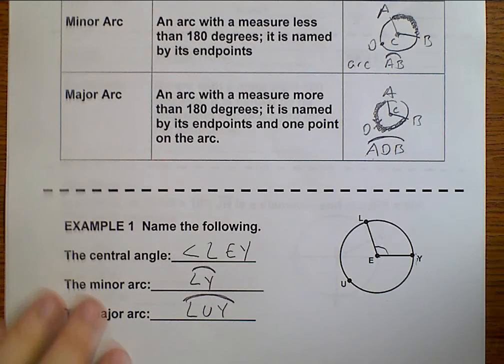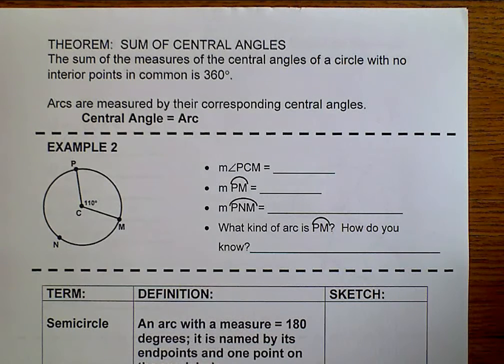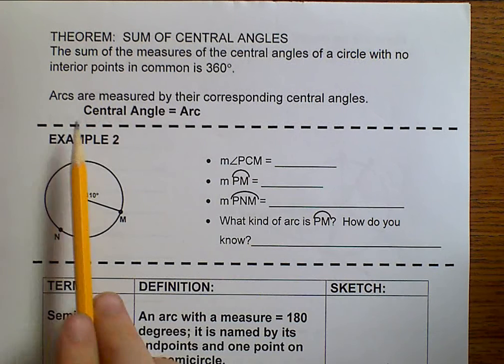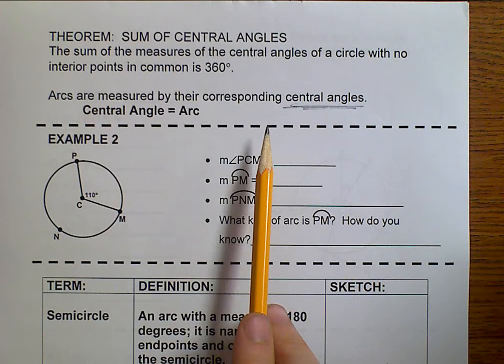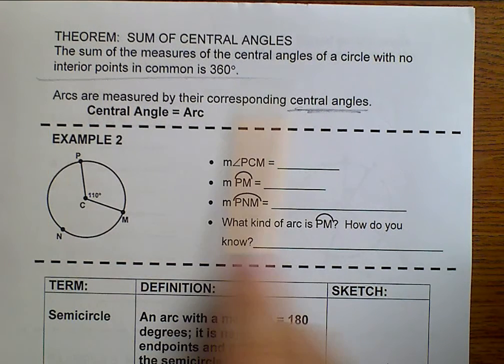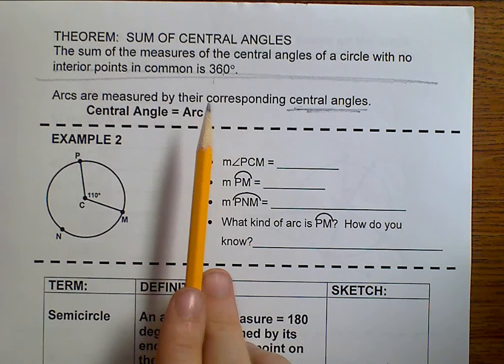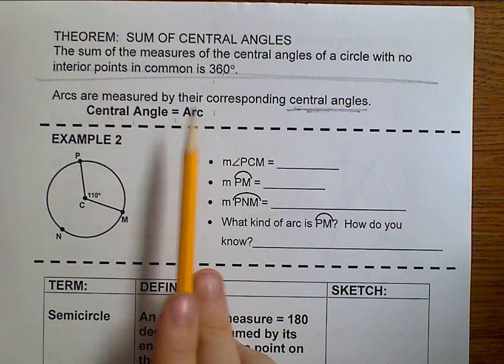Now, we have a theorem, which is the sum of central angles, which basically says that there are 360 degrees in a circle. So if we add all the central angles, then we should get 360. Arcs are measured by the central angle. So these are actually two separate points. There are 360 degrees in a circle is one point. The second thing is that the central angle equals the arc.